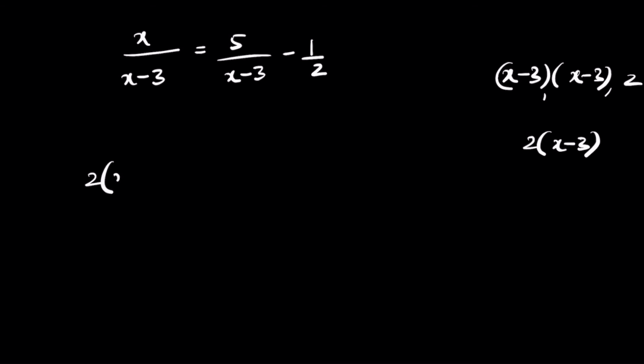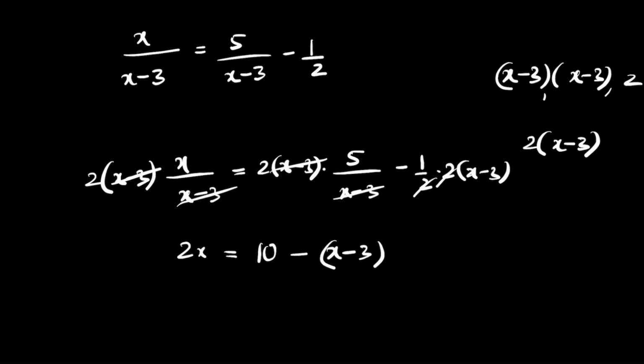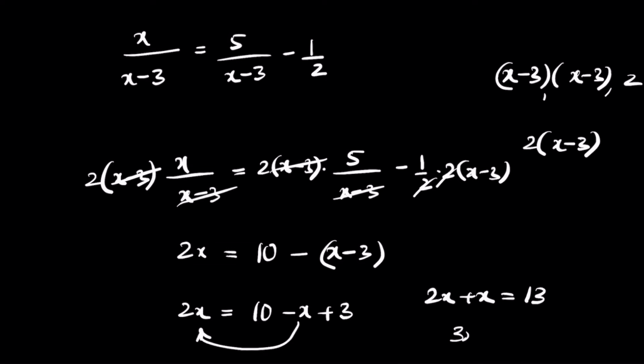So that becomes 2 times x minus 3 into x by x minus 3 is equal to 2 times x minus 3 times 5 by x minus 3 minus 1 by 2 into 2 times x minus 3. So x minus 3 out, x minus 3 out. So you have 2x equal to 10 minus 2 gone, so you get x minus 3, minus of x minus 3. So 2x equal to 10 minus x plus 3. Push the variable to the other side, you get 2x plus x equal to 13, 3x equal to 13, x equal to 13 over 3. So this is the answer.